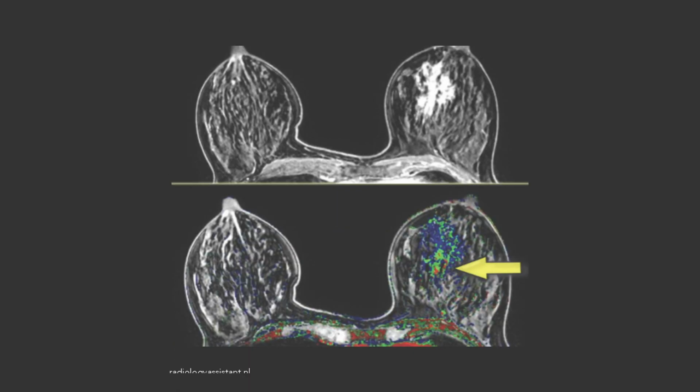Here's another example of a cancer. You can see in the left breast where the arrow is, there's a lot of color there. And then on the top image, which are the images without color, you can see it's very white in that area. So that's an enhancing cancer.